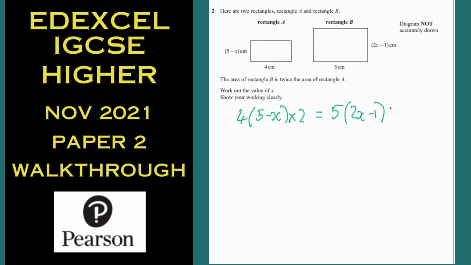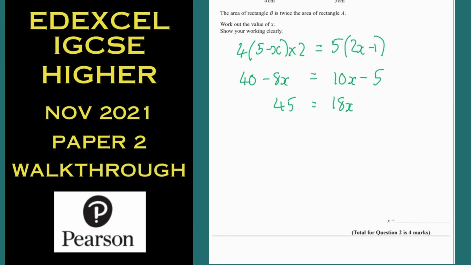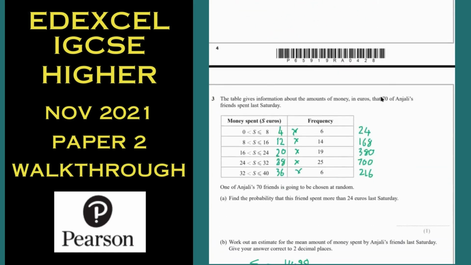Let's get it solved. So 8 times 5 and the 8 multiplied by negative x. Over here we get a 10x minus 5. Isolating the x's, I'll take a plus x across, plus 8x, and plus 5, giving us this. So x will equal 45 over 18, cancels to 15 over 6 if you try, or 5 over 2, or 2.5, all perfectly acceptable.